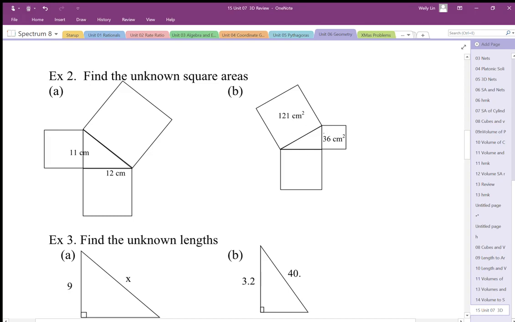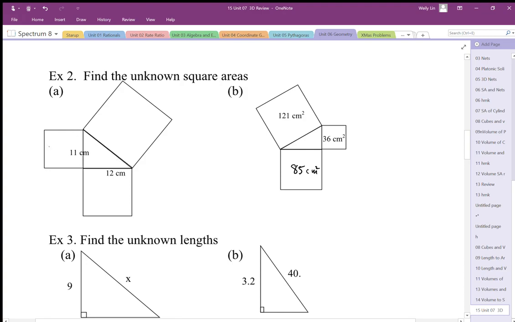So I do 121 minus 36. I'm going to end up with 85 squares in here. 85 centimeters squared. And that does not talk about the lengths, that just talks about the three areas. Here we're talking about length. Okay? So if I want to work out the lengths, I can't add these lengths at all. That doesn't work. This length and this length do not add up to that length.